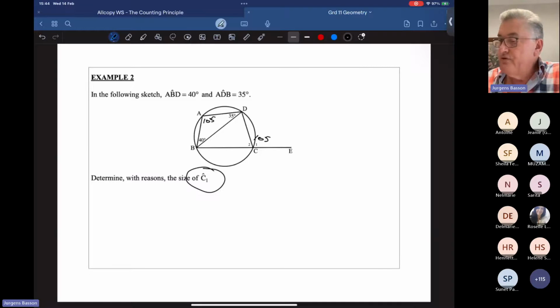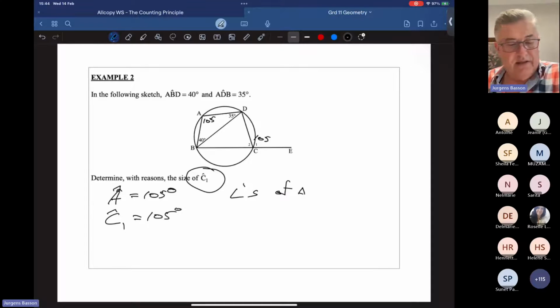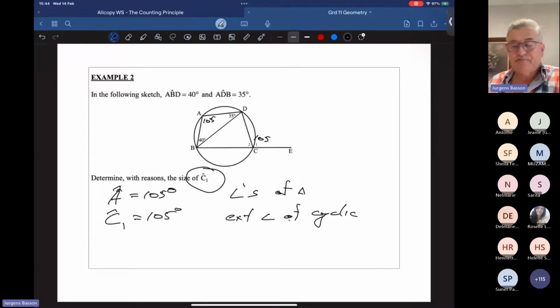So we're going to start by finding A first as 105, and that is angles of a triangle. And then we can say C1 is 105, and that is the exterior angle of a cyclic quad. A very easy one, so let's move on.